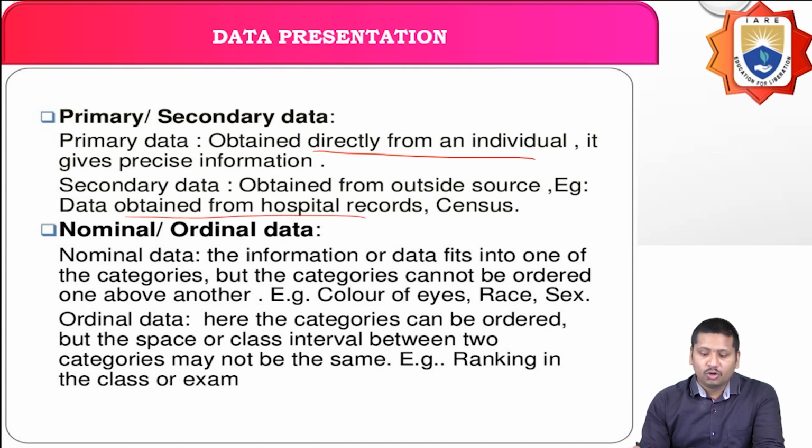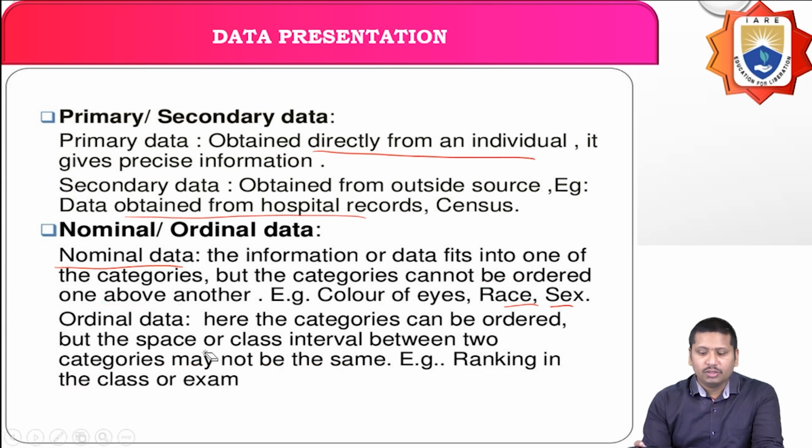And so the nominal and ordinal data. Here nominal data means the information that is going to fit into one or more categories, but the categories cannot be ordered one above the other, like color of eyes, race, and sex. Whereas ordinal means the categories can be ordered, but the space or class interval between two categories may not be the same, like ranking in the class or exam.